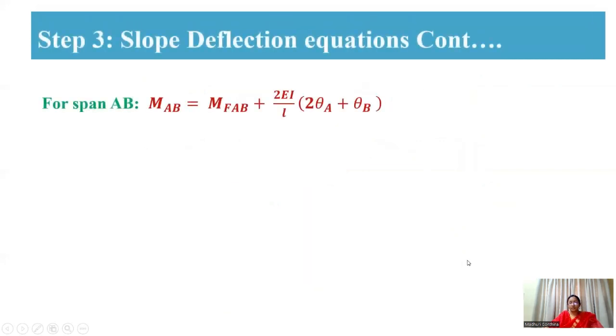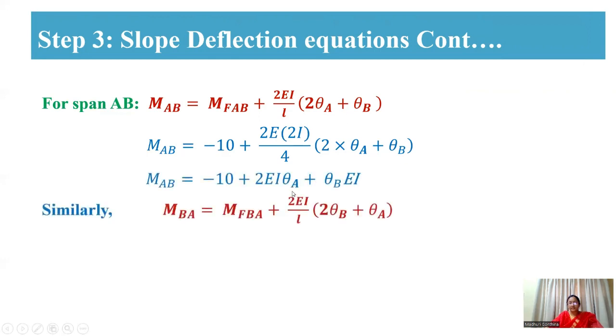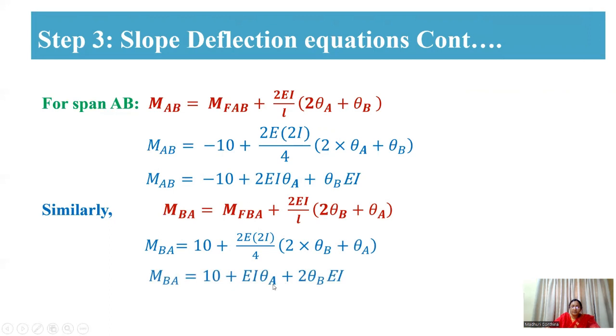Next, we are going to substitute the values here. MAB will be equal to, MFAB you got as minus 10 kilonewton meter, whereas I is 2I for the AB span and the span is 4 meters, and 2 theta A plus theta B. By simplifying the above, you're going to get this equation. Similarly, for MBA, that is fixed end moment plus rotation moment, by substituting MFBA equal to plus 10 kilonewton meter, and similarly I is 2I and L is 4 meters, by simplifying the above, you're going to get this equation for MBA.